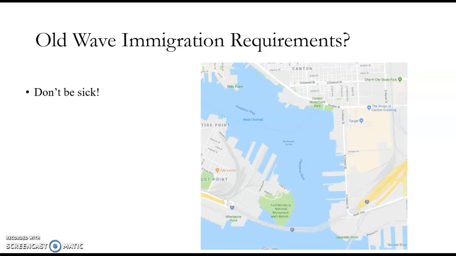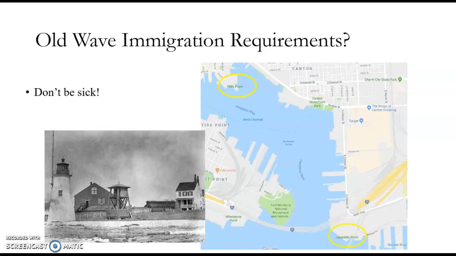So this graphic on your screen is of Baltimore's harbor. And Fells Point during the old wave, the first part of the old wave, was a primary immigration terminal. Down here on the bottom right is what's called Lazaretto Point. Lazaretto is an Italian word for a sick ward. And that house that you see in the building, this would accommodate individuals that were sick.